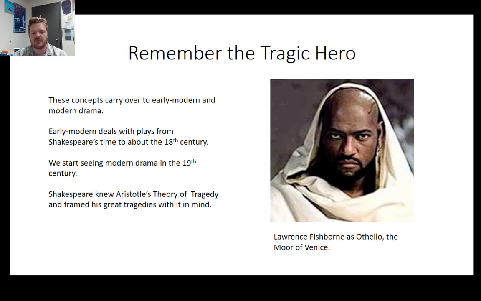Shakespeare knew Aristotle's theory of tragedy and framed his great tragedies with it in mind. So that's one of the things to consider: we know that Shakespeare had an understanding of this theory of tragedy. It was something that was taught in schools at this time and discussed by writers.